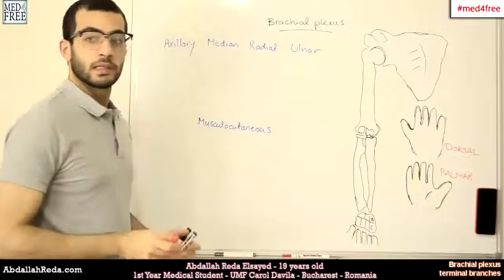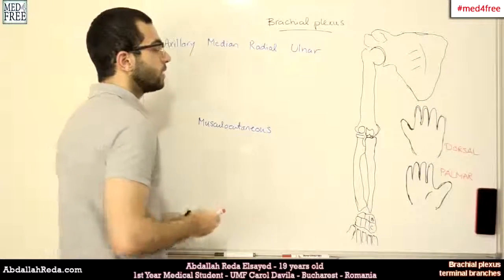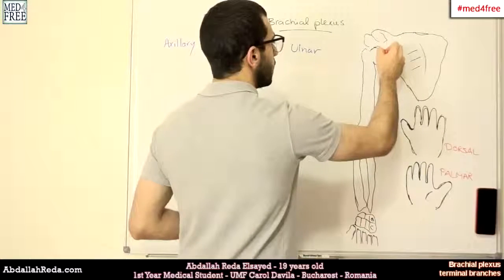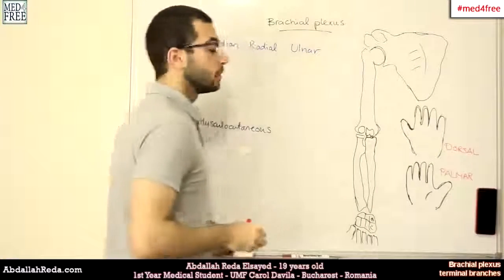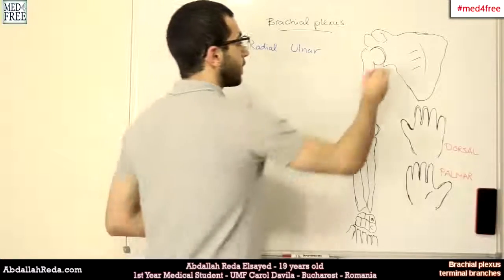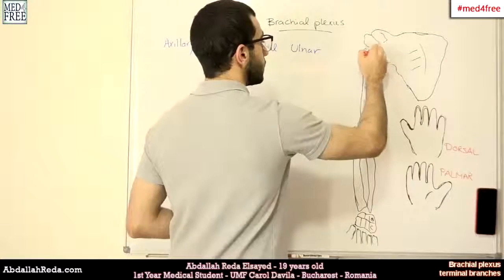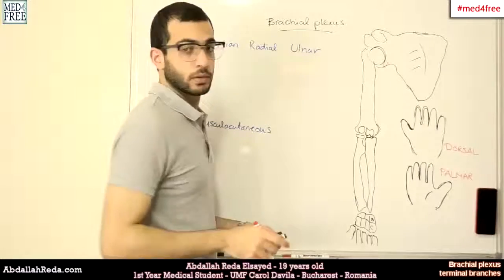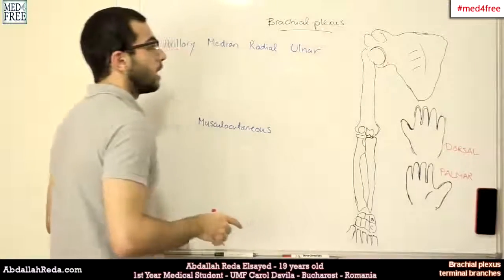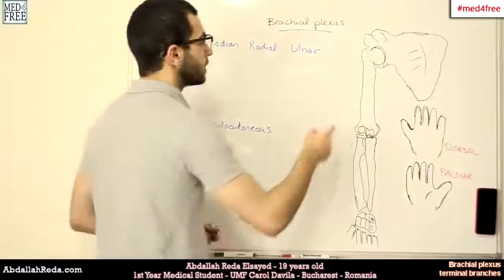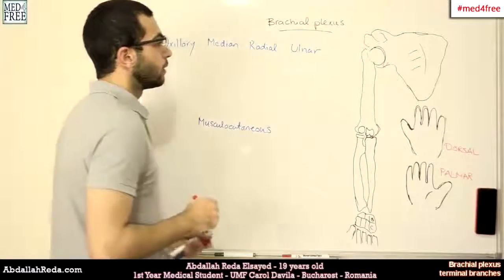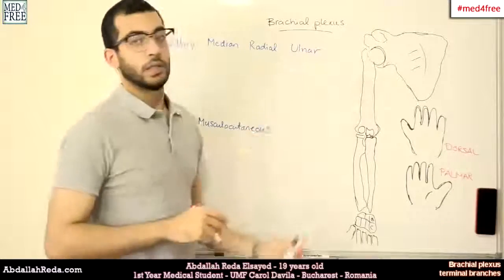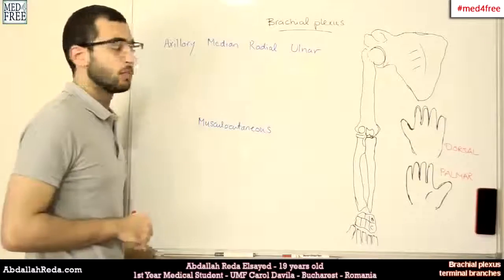So we'll begin with the axillary nerve. The axillary nerve will go behind the inferior border of the subscapularis muscle, and it goes posteriorly like this with the posterior humeral circumflex artery. And obviously the axillary nerve will innervate the muscles in this region, which will be the deltoid and teres minor. So deltoid and teres minor.